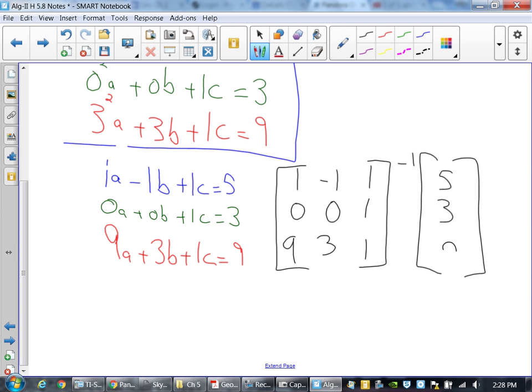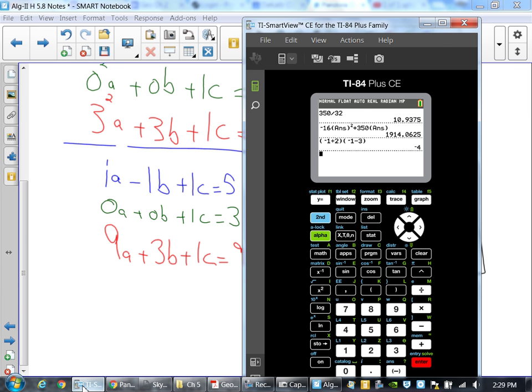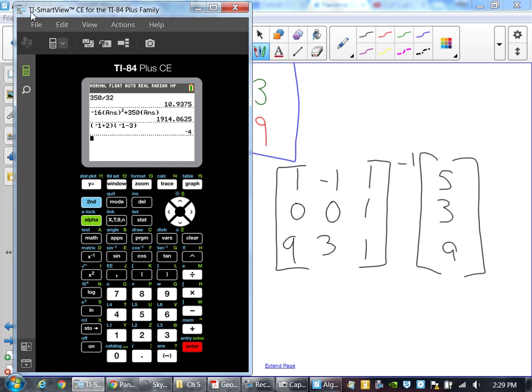How do you get the matrix? I'm going to show you. Alpha zoom. And we're going to make a 3 by 3. Remember, when you're working with matrices, you have to make sure you use the right arrows to make all this stuff work. Alpha zoom. And you just plug that in and it'll give you the answers in terms of A, B, C as the column matrix.